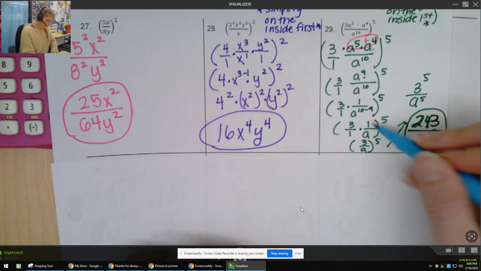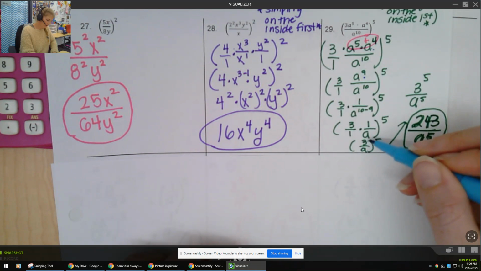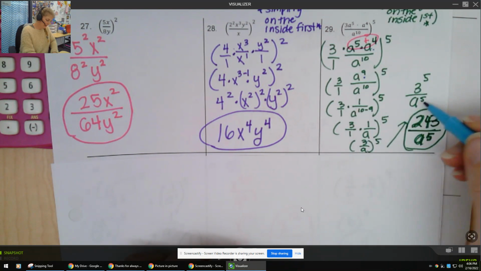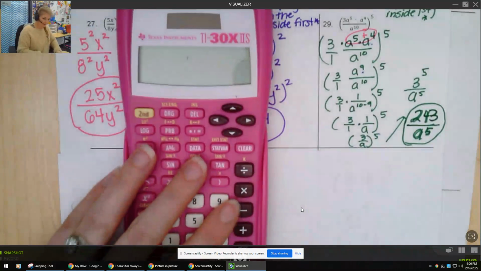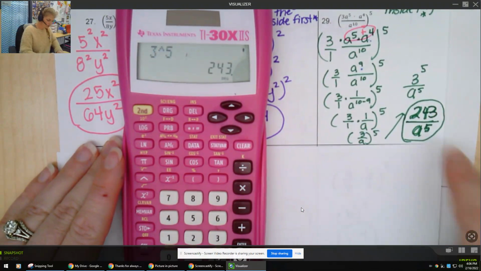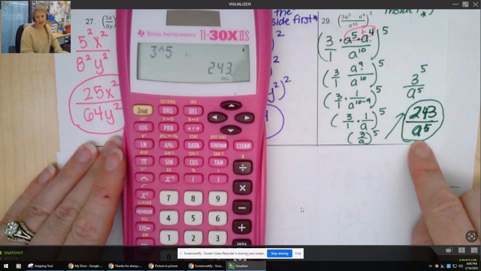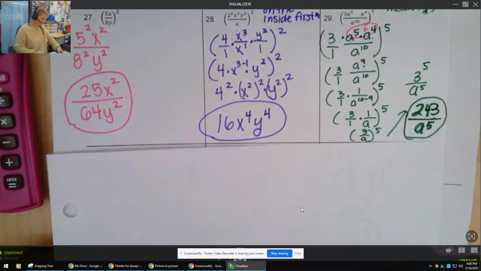From here, simplifying what's on the inside, I have 3 over a all to the 5th power. So this power of 5 belongs to the 3 and to the a. And 3 to the 5th power, you can grab your calculator for that one for sure. 3 to the fifth power is 243, and it's going to be over a to the fifth. Really nice work on that one.